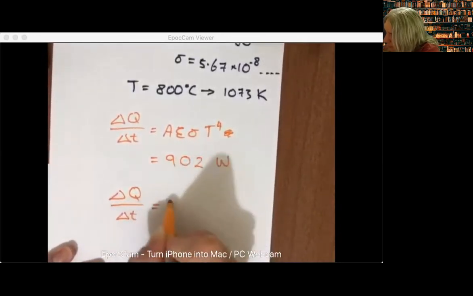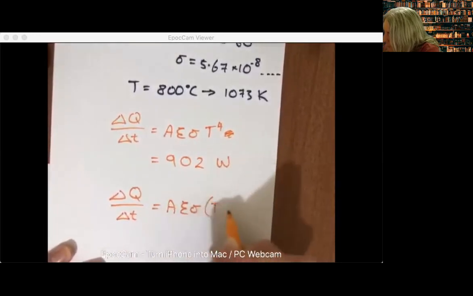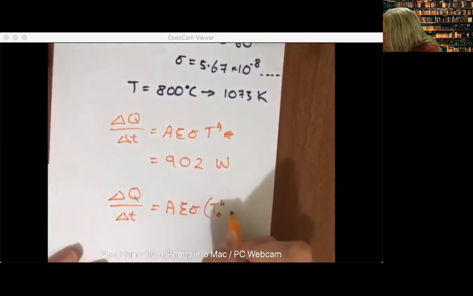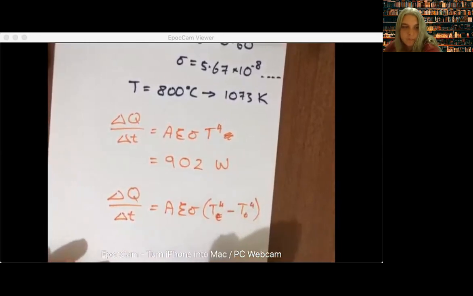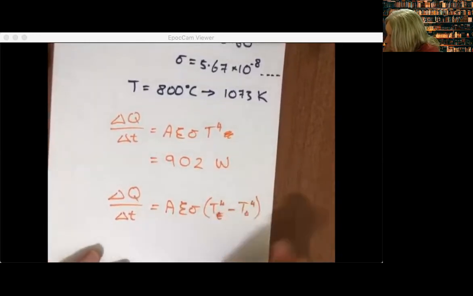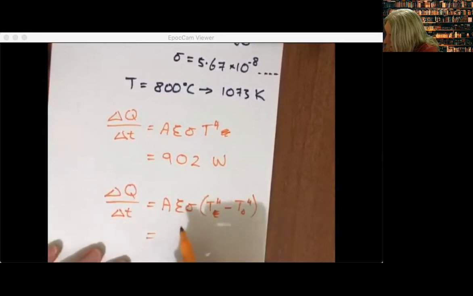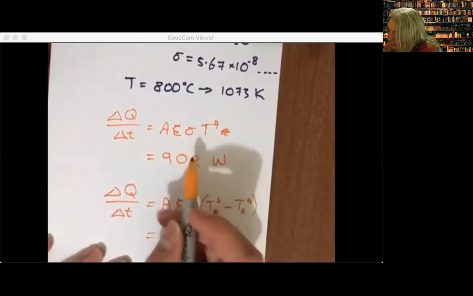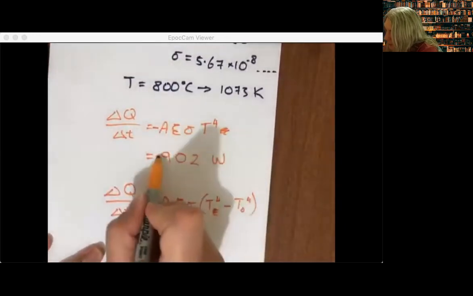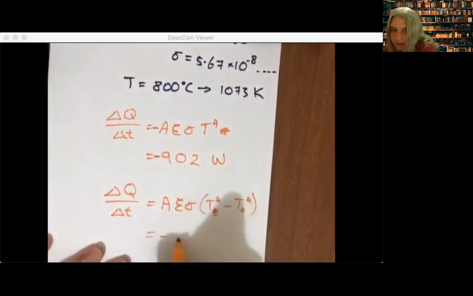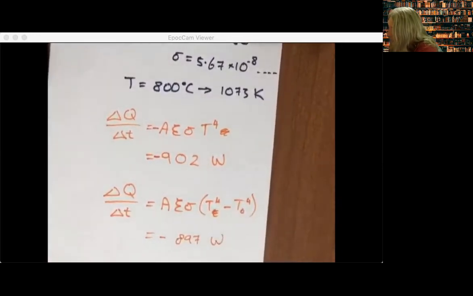It's the exact same formula, but now with the difference in temperatures. So T of the object to the fourth power minus, actually, I will do T of the environment to the fourth power minus T of the object to the fourth power. And hopefully what you'll get is a negative. So even the first one should really have been negative because we're losing the heat. We're losing 902 watts. This one you'll get negative 897 watts. So the object is losing 897 joules per second.